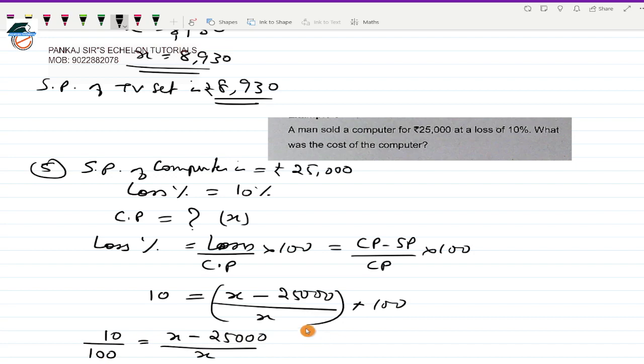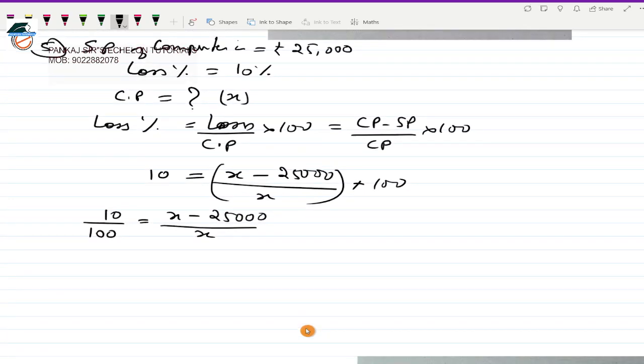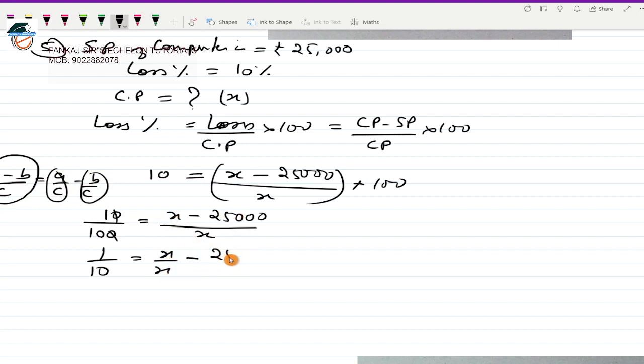Now let us see what we can do. What I can do is something called splitting. So this is 1 upon 10 equal to, now here I'm going to do splitting. Now what is splitting? A minus B upon C is equal to A upon C minus B upon C. This is known as splitting. A single fraction is converted into two fractions. So the same thing I'm going to do here. This will be X upon X minus 25,000 upon X. So this will cut and give me 1, and I'll be left with minus 25,000 upon X. This will be 1 by 10.